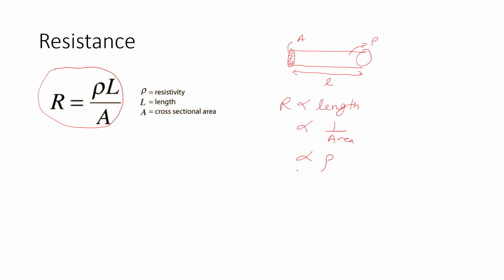So if we increase the length of a resistance by 2 times, its resistance will also increase by 2 times. If we increase the cross-sectional area by 2 times, the resistance will decrease by 2 times. And if we change the material to some material which has higher resistivity, the resistance will increase. And if we change to a material having lower resistivity, the resistance of the object will decrease. Now let's move on to the next one.